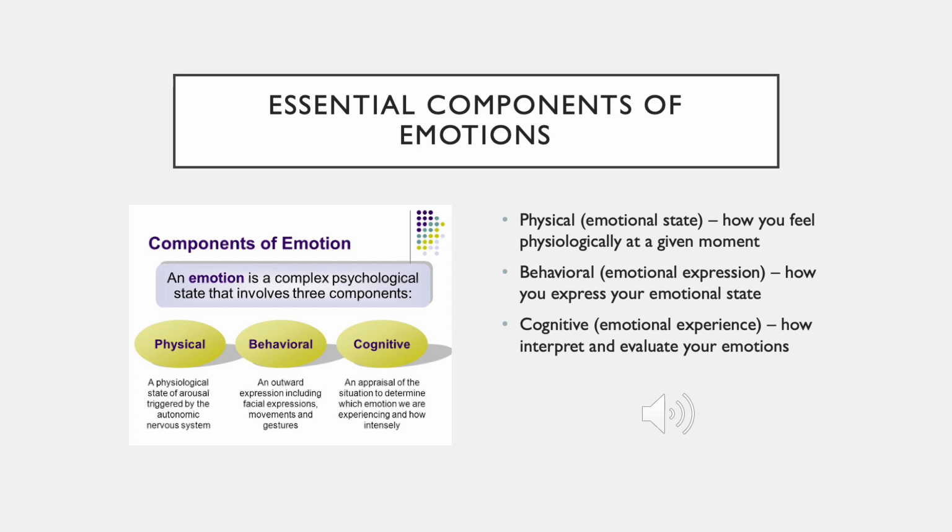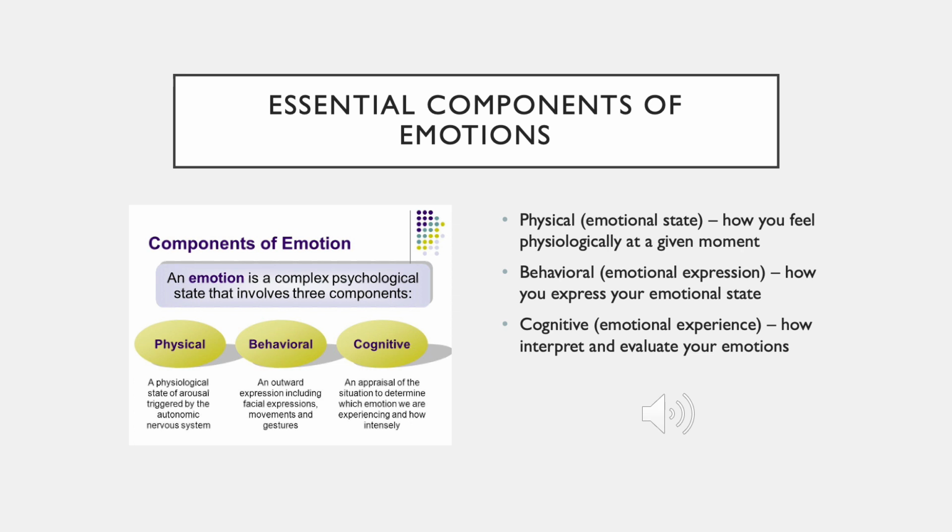So the first one is physical. So this is our emotional state, how you feel physiologically at any given moment. So that internal or external response within the body that leads to emotions or feelings. So for example, we might have our palms sweating and our heart racing, and then this could indicate to us that we're feeling nervous or anxious.